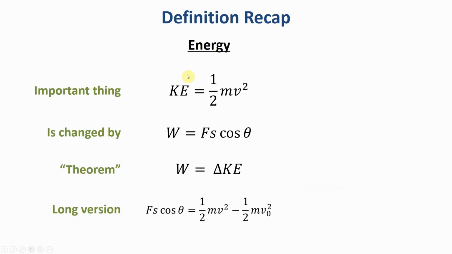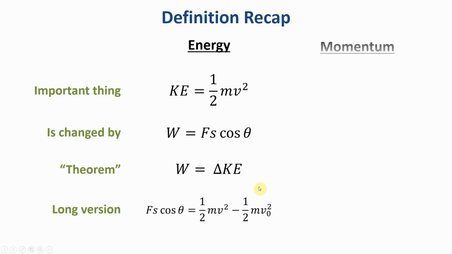So to compare and contrast this with the energy from last time, we define this concept called kinetic energy, 1/2 mv squared. It's changed by work, which is a force times a distance, with a little cosine theta thrown in there. And we had this work-energy theorem. Work is a change in kinetic energy. Or in the long form, I can say Fs equals 1/2 mv squared final minus 1/2 mv squared initial.